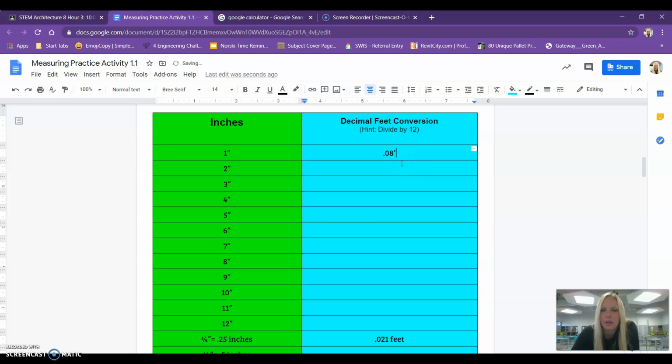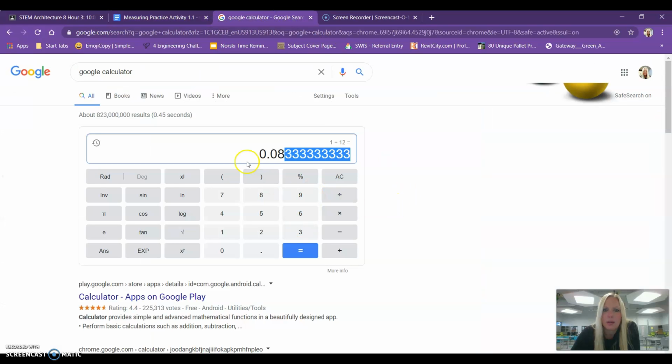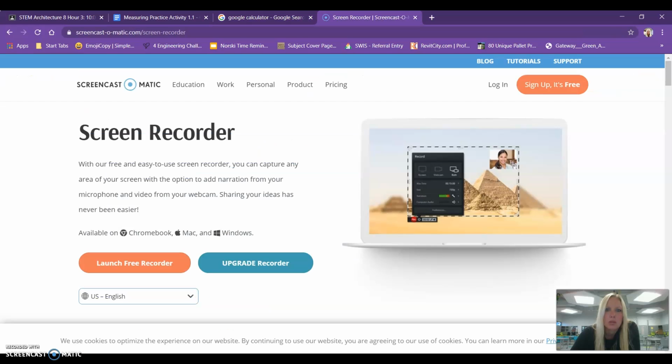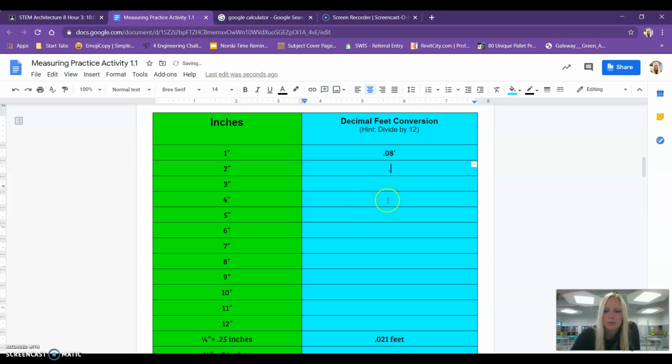feet. So we've got to have that little foot mark. Okay, so then 2 inches and so on. So I just gave you the first 2 answers that should be listed on your sheet when you get it. 2 divided by 12 is 0.16. Again, we're going to ignore all the rest of these numbers and just keep the first 2. So 0.16 feet. And you're going to go through and convert all of these.